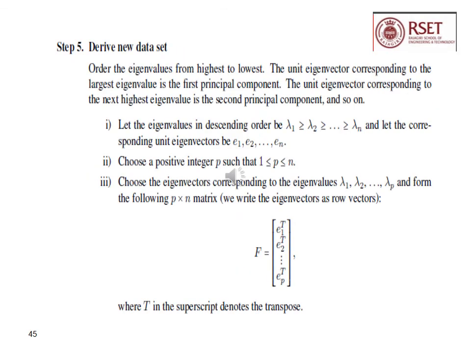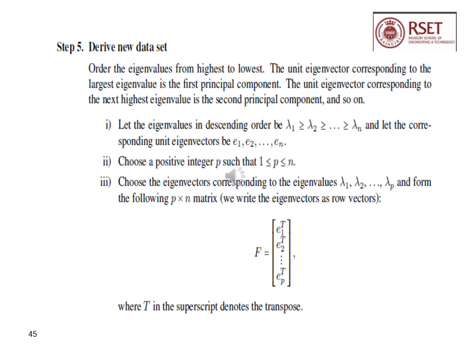Next is how we can derive a new data set. Order the eigenvalues that we already got from highest to lowest. The unit eigenvector corresponding to the largest eigenvalue is the first principal component, and the unit eigenvector corresponding to the next highest eigenvalue is the second principal component. So let the eigenvalues be in descending order and let the corresponding unit eigenvectors be e1, e2, up to en.